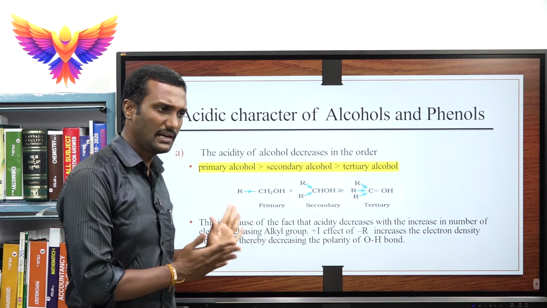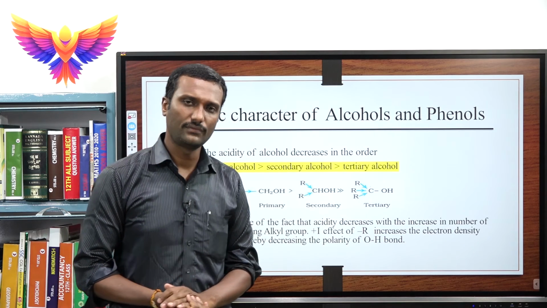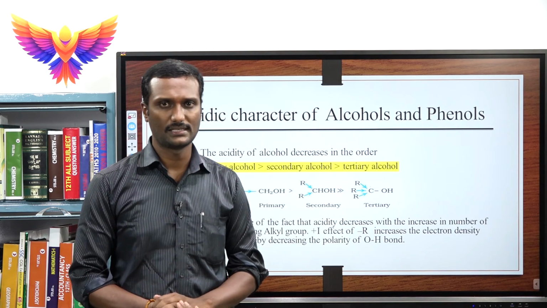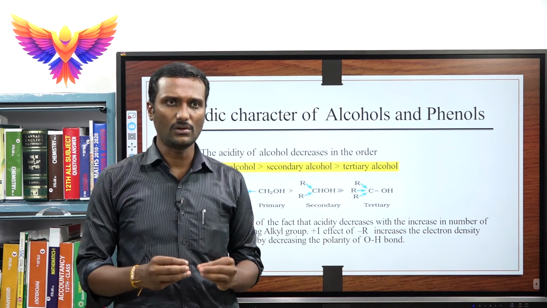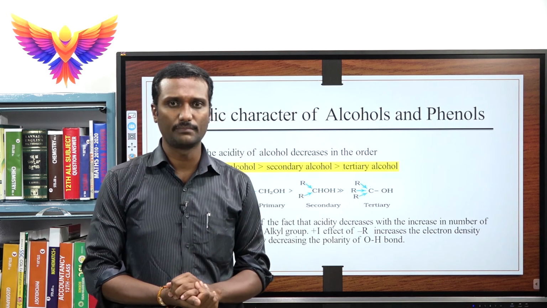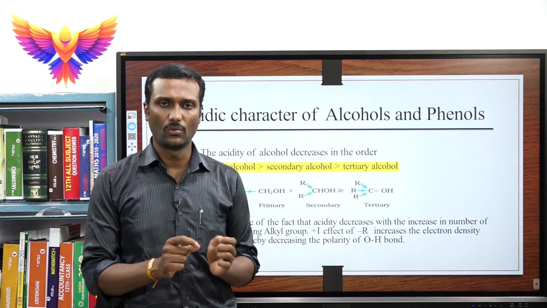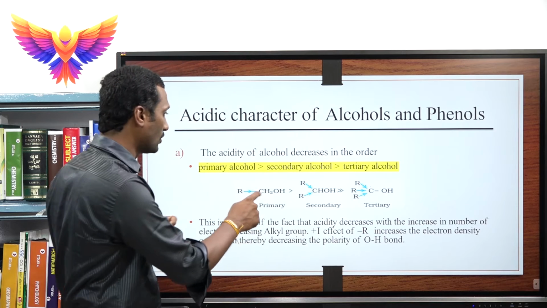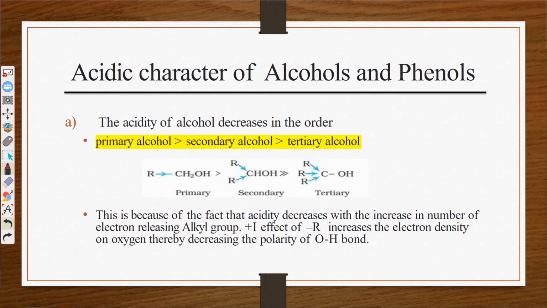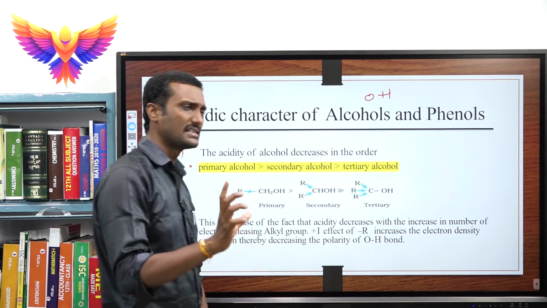So as we learned in the previous slide, alcohols and phenols both show acidic nature. Alcohols show acidic nature because of the polar nature of the O and H. The OH group is polar in nature, and because of this polar nature only, alcohol shows acidic nature.